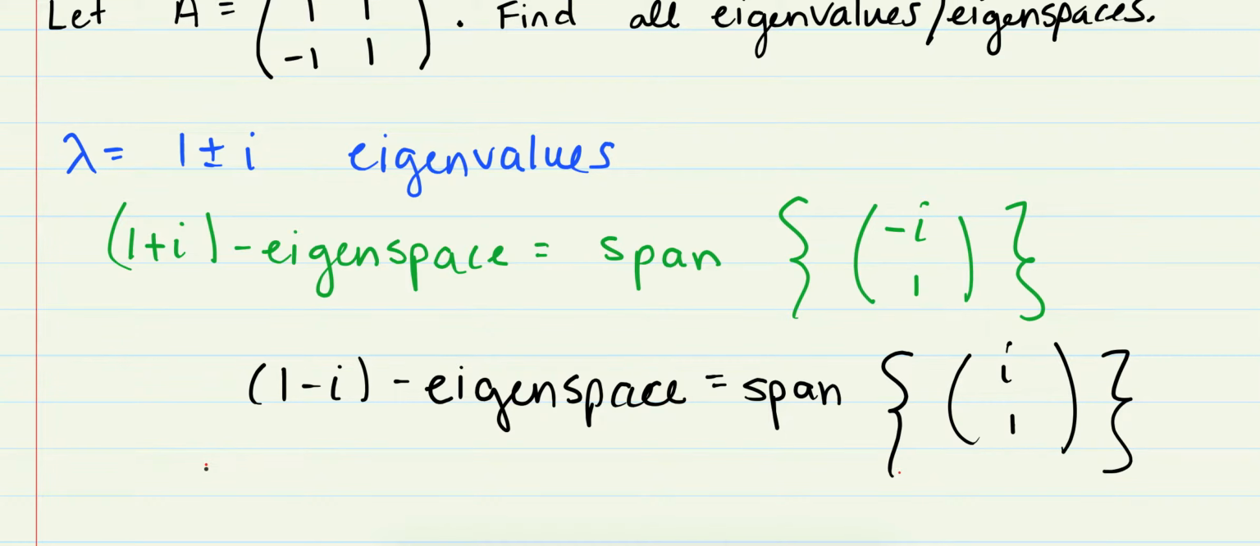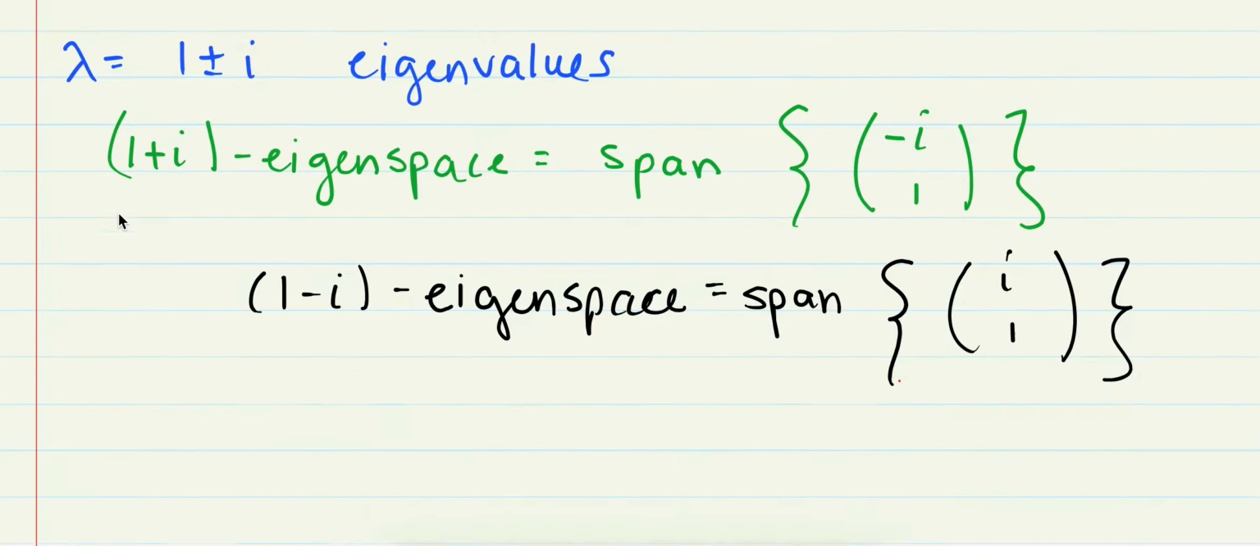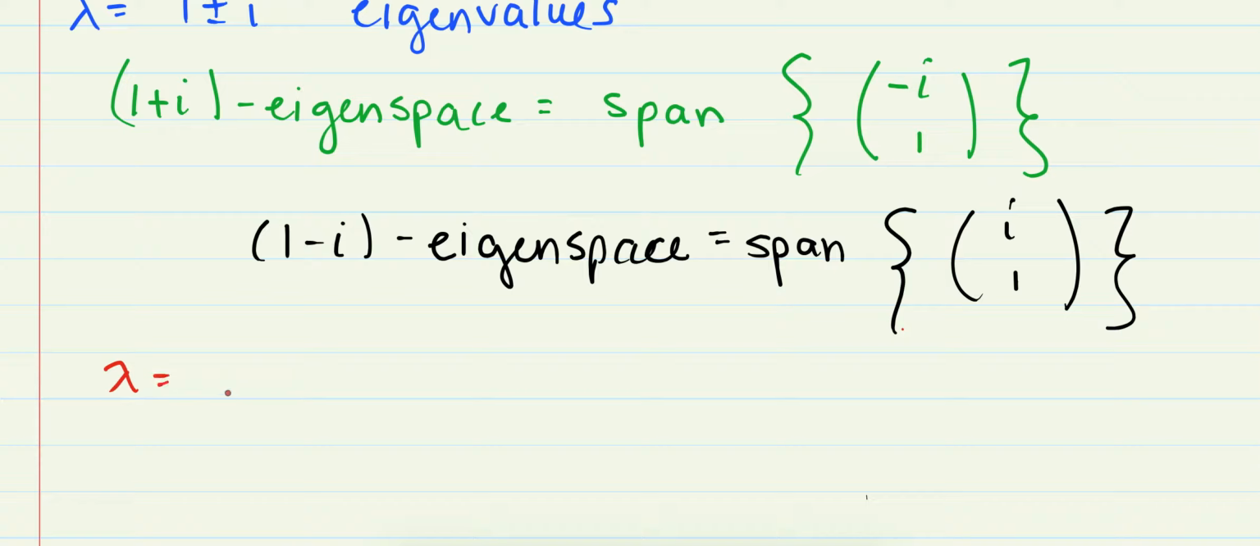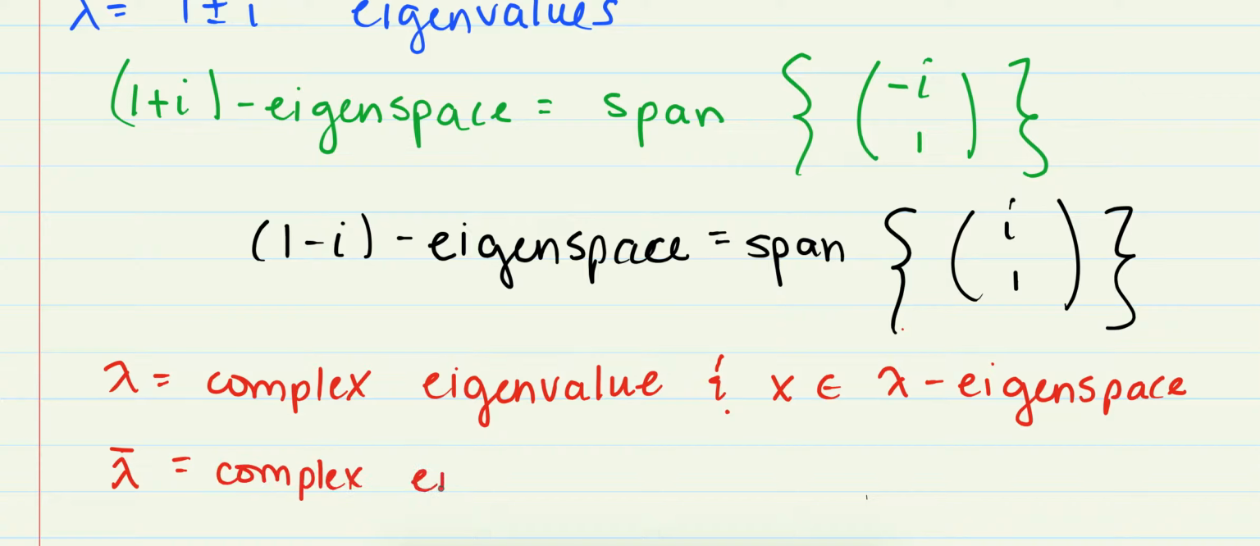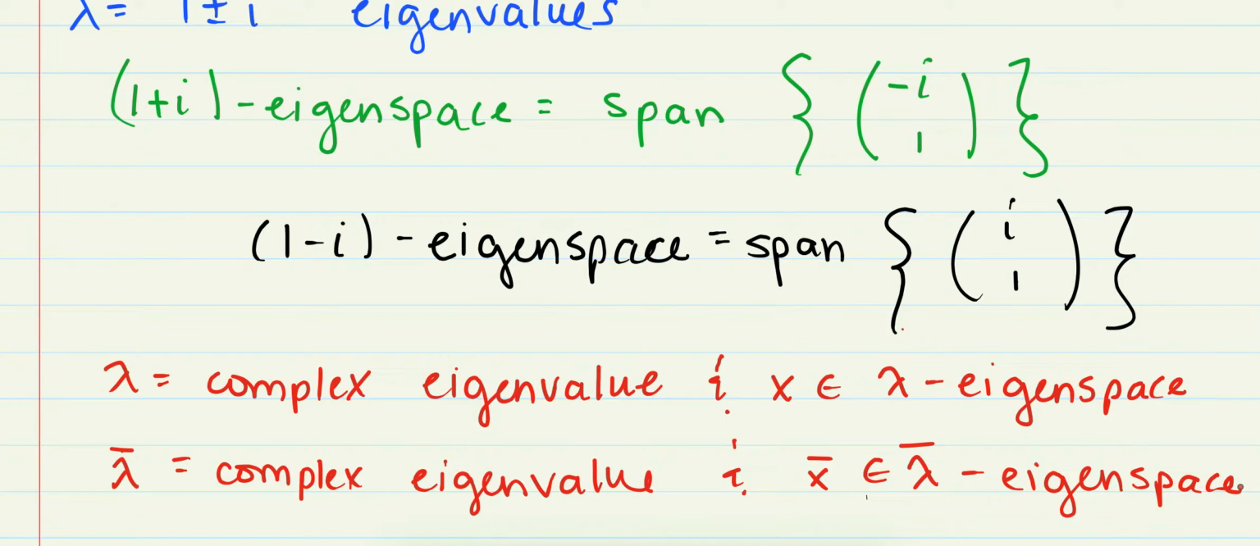Now, I want to remind you of something I said a couple of videos ago, which was that if lambda is a complex eigenvalue for some matrix A, and x belongs to the lambda eigenspace, then lambda bar, which is the complex conjugate, is an eigenvalue, and x bar, the complex conjugate of this vector, belongs to lambda bar's eigenspace. And we can see that with this example.